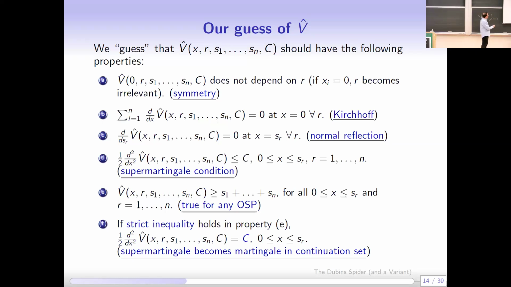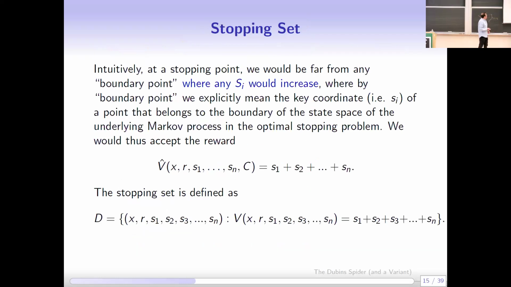D is a supermartingale condition. The 1/2, of course, comes from the infinitesimal generator. E is just true for any optimal stopping problem, the value being greater than the gain. And then you note that if strict inequality holds in E, you'll have the supermartingale become a martingale in the continuation set. So properties A to F are the properties that we guess the value function will have.